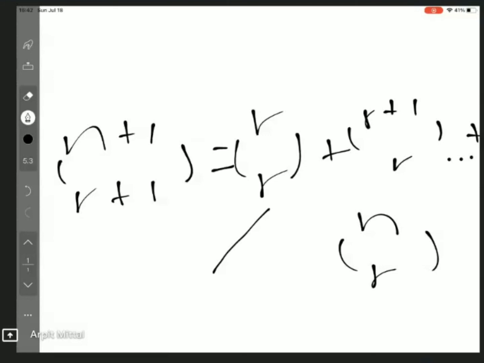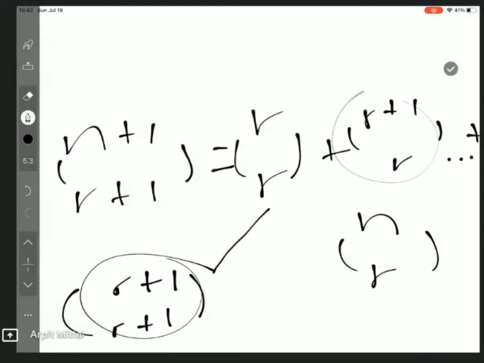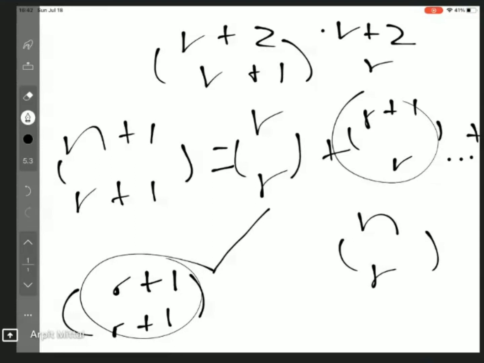So r choose r is 1, and r plus 1 choose r plus 1 is also 1, because it's the number of ways of choosing a committee of r plus 1 people from a group of r plus 1 people. So they're basically the exact same. So we can replace r choose r with r plus 1 choose r plus 1. Then Pascal's identity time. Adding this, using Pascal's identity, we get r plus 2 choose r plus 1. Then the next term in this sequence is r plus 2 choose r, Pascal's identity again. Then we get r plus 3 choose r plus 1.